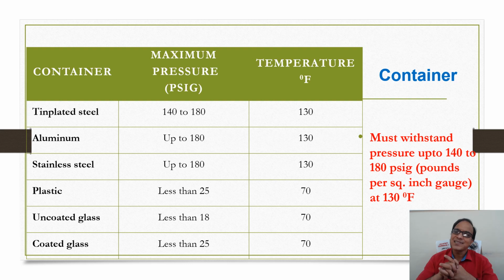Uncoated glass can only withstand a pressure of less than 18 and a temperature of 70 degrees Fahrenheit. Coated glass, however, can withstand a little more pressure, but only up to less than 25, and the temperature is the same, 70 degrees Fahrenheit. Now you must learn this table.